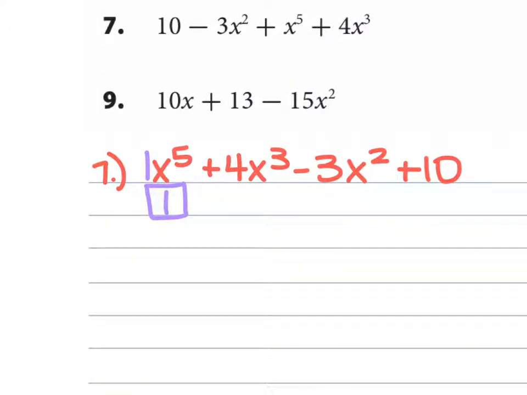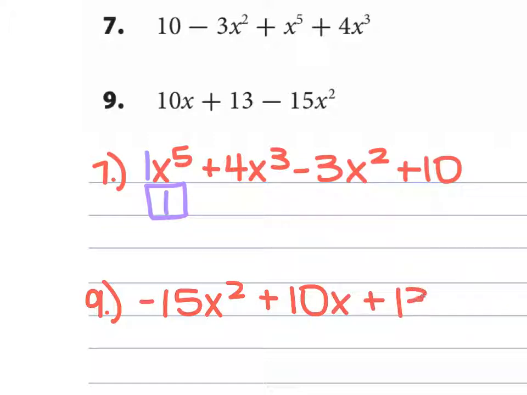We're going to look at 9 first before we go to 8, just because we're in the same screen. So we have 10x plus 13 minus 15x squared. So the first thing that we're going to write down is that minus 15x squared, then the 10x, then the 13. Your leading coefficient is the negative 15.